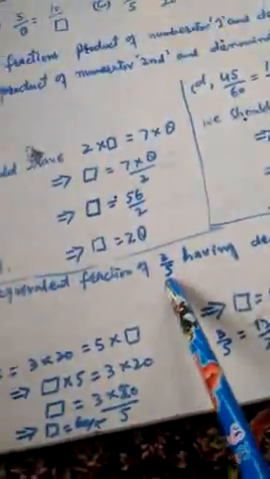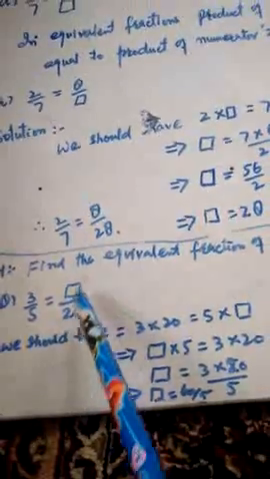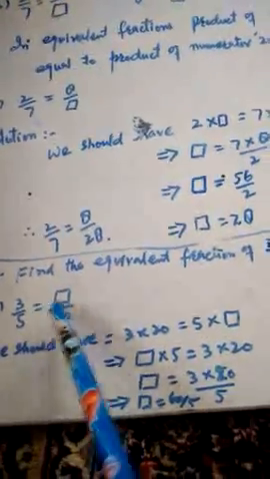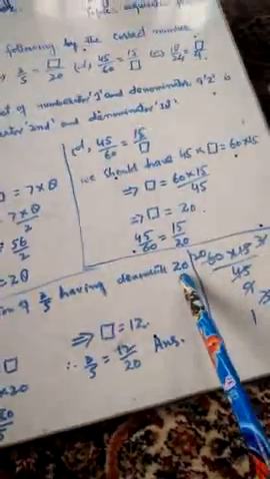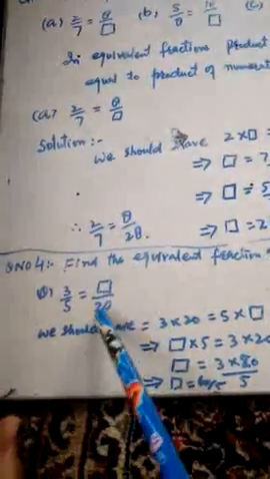Then question number 4 is: find the equivalent fraction of 3 by 5 having denominator equal to 20, numerator equal to 9, denominator equal to 30, and numerator equal to 27. We have to find the equivalent fraction of 3 by 5 having denominator equal to 20. This is the first part. That means 3 by 5 is equal to the fraction having denominator 20, but the numerator is unknown, because in the question only the denominator is given, not the numerator. That means the numerator is blank, the denominator is 20.